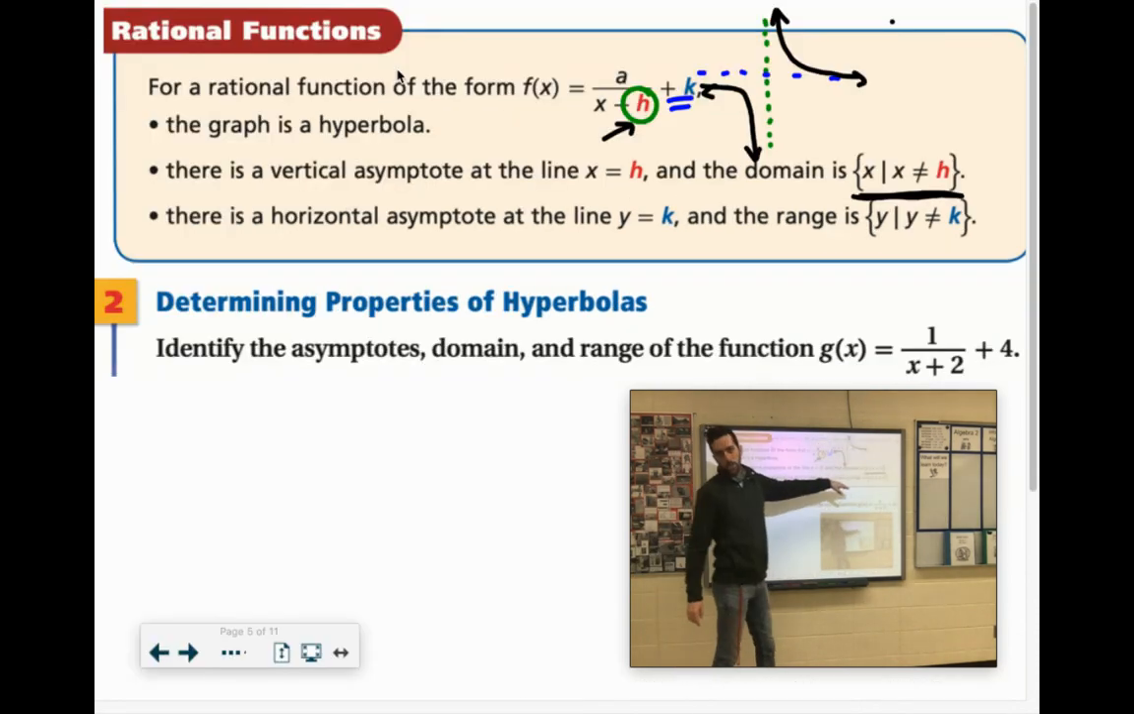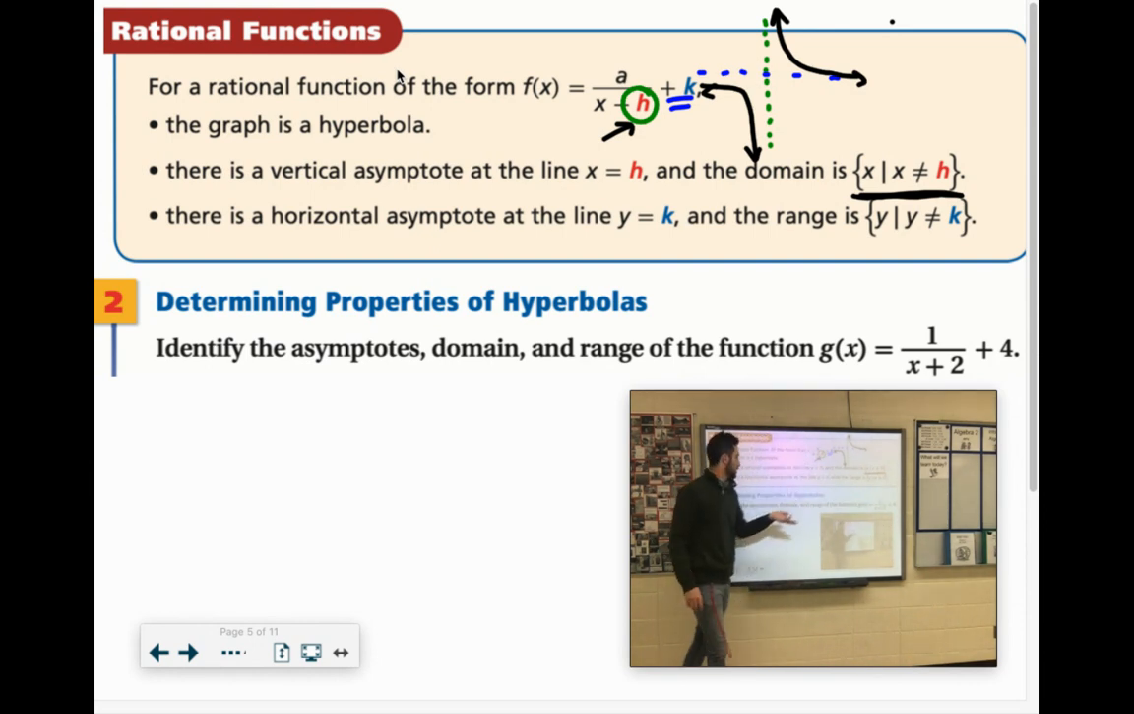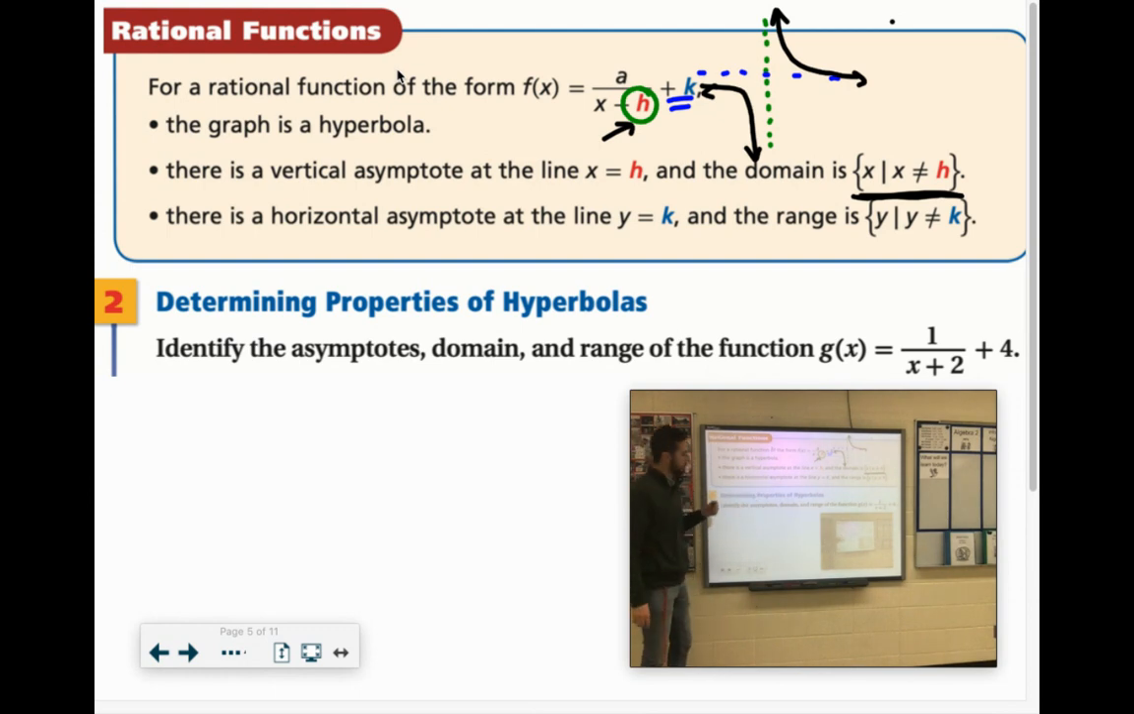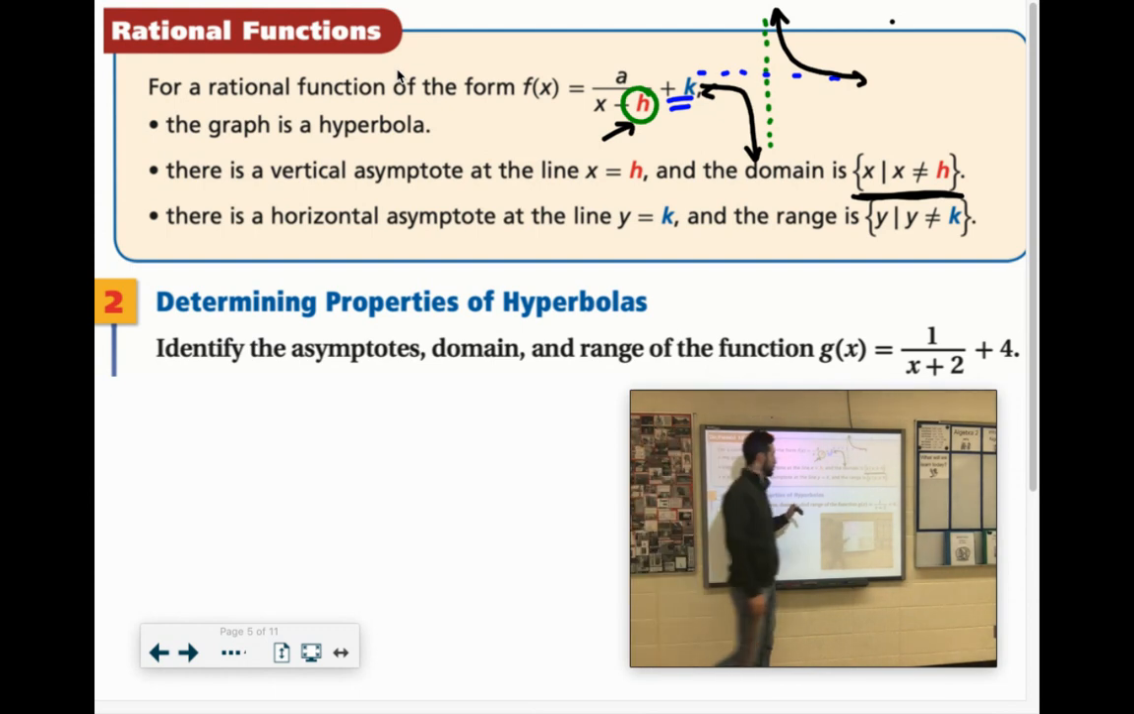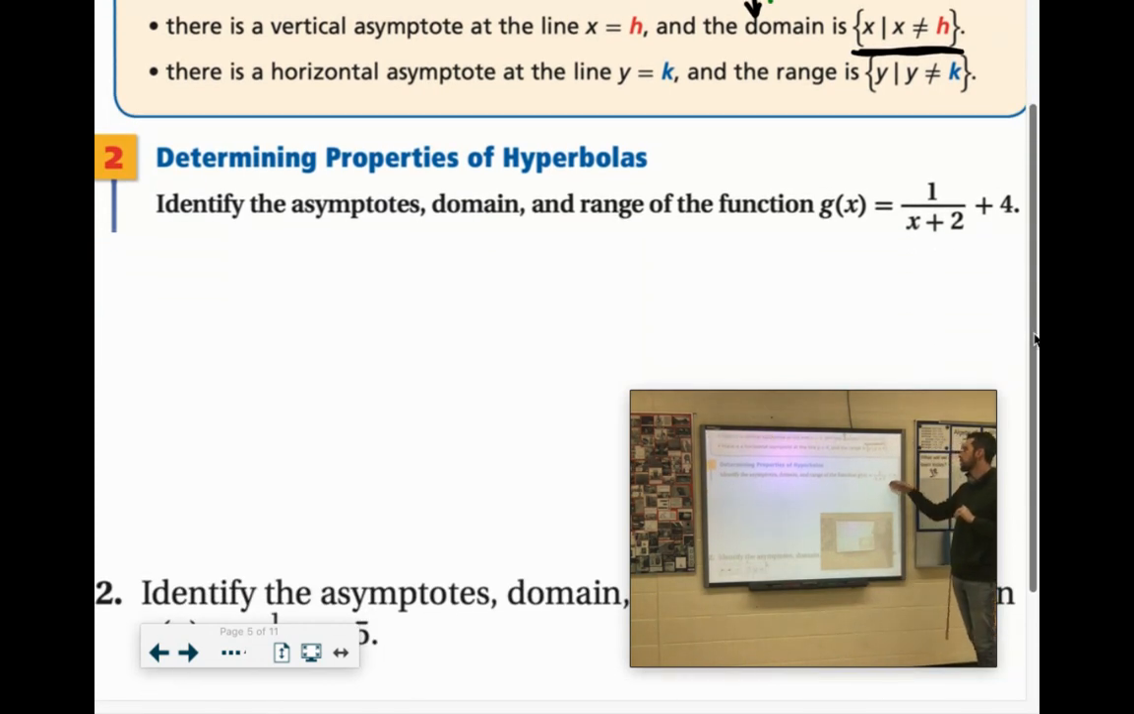That will affect your y coordinates. Again, same thing: y is going to be every real number except for the horizontal asymptote. So identify the asymptotes, domain, and range for this function: 1 over x plus 2, plus 4.